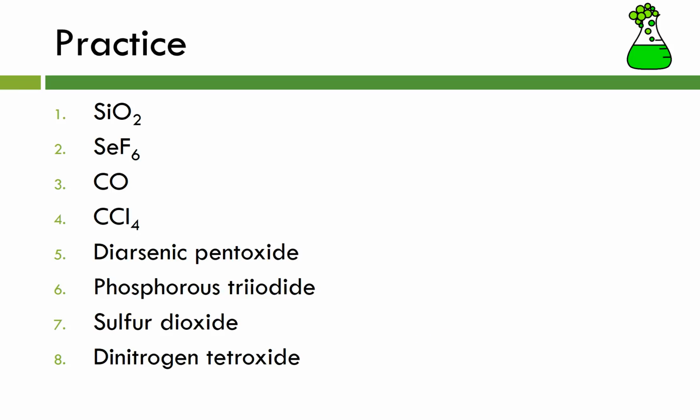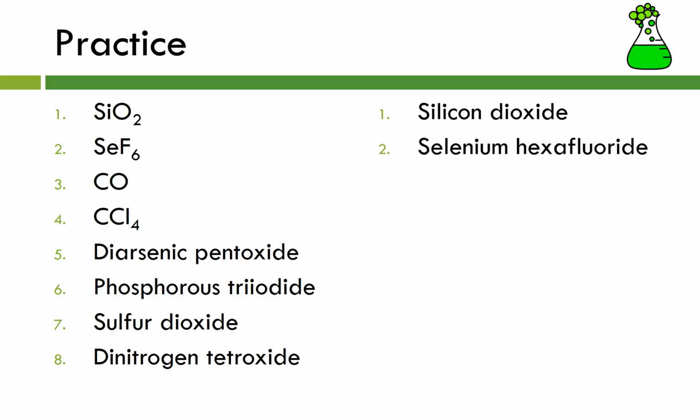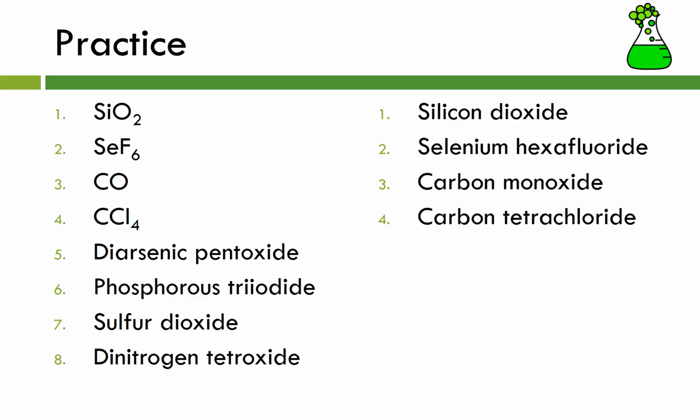So let's try some practice. Pause the video, use your reference table, see if you can either provide the name or the formula of these molecules. All right, first up we have SiO2. Si is silicon, which is a metalloid, and for the sake of naming, just like with bonding, we're going to treat metalloids as though they are nonmetals. The name of this compound would be silicon dioxide. SeF6, that's selenium hexafluoride. We talked about CO a bunch of times already today. Carbon monoxide. CCl4 is carbon tetrachloride.